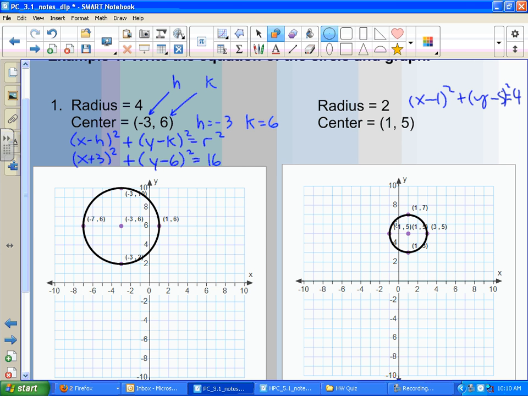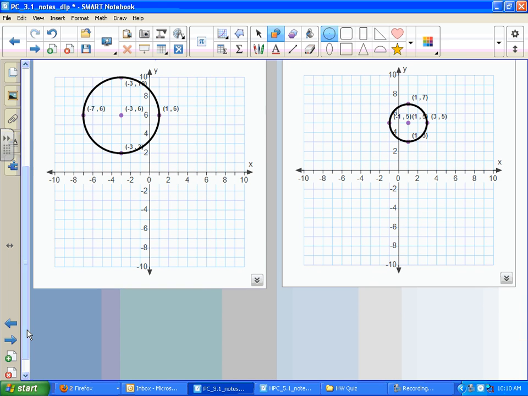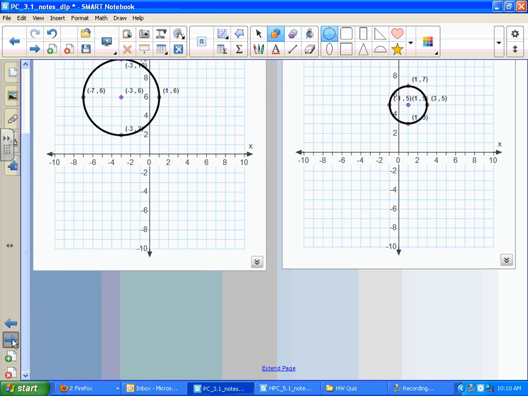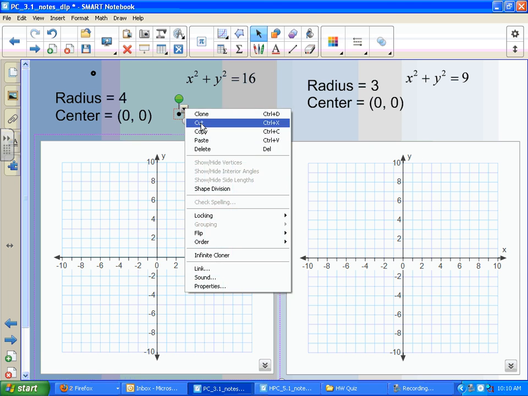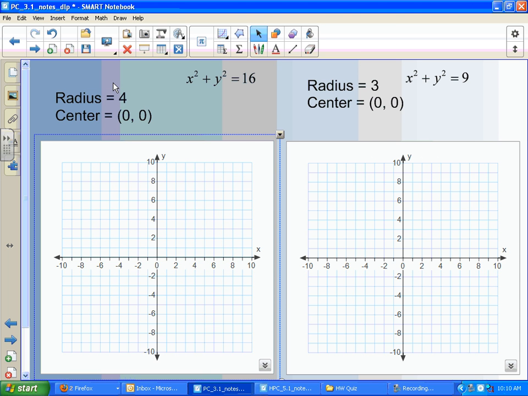Okay. Good deal. So there we are with drawing circles, given information, writing the equation. So notice these guys have centers at 0, which means your h's and k's do not have to be shown. Technically, you could say x minus h squared and y minus k squared. But if h and k are 0, we don't have to write x minus 0 squared and y minus 0.